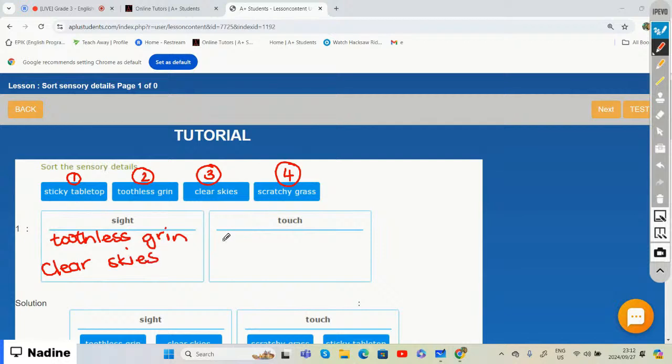And then a sticky tablecloth. Yes, I can see it, but also you can touch it. And scratchy grass. We can see the grass because now we're sitting on the grass and now we are itching. So we call that a scratchy grass, right? So that is how we basically sorted out the different types of sensory details under things that you can only see and things that you can touch.